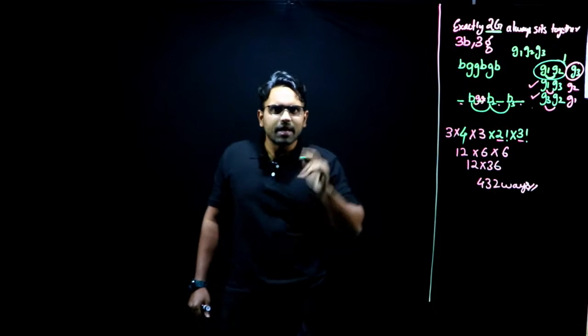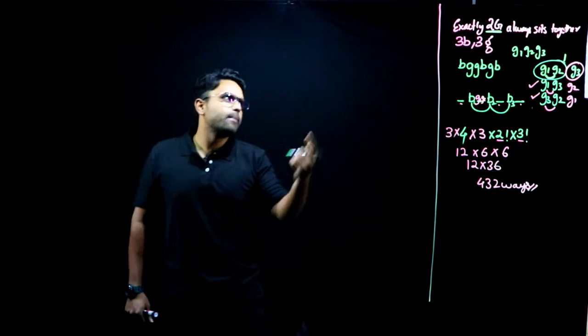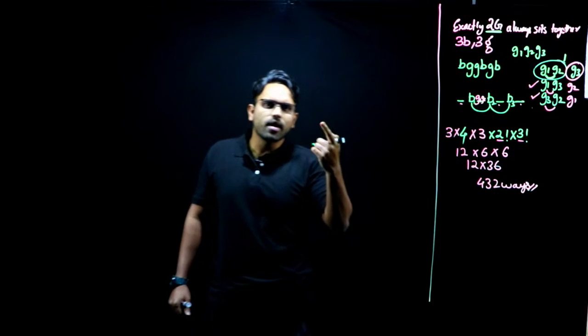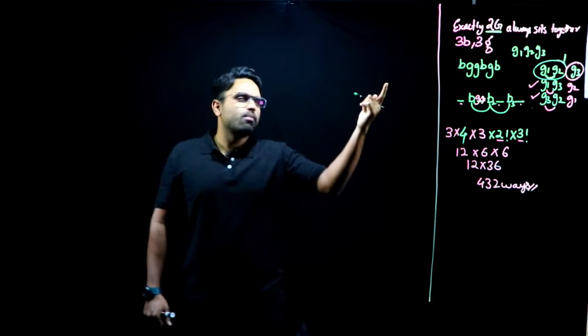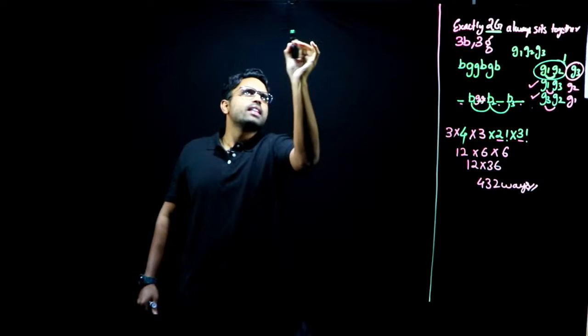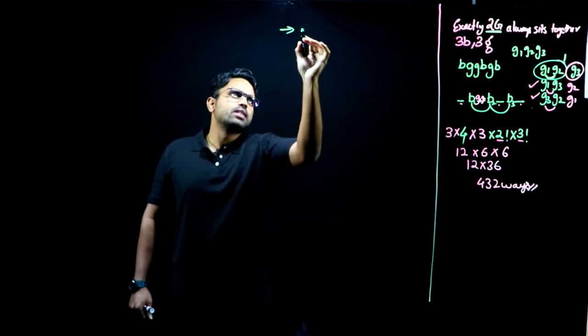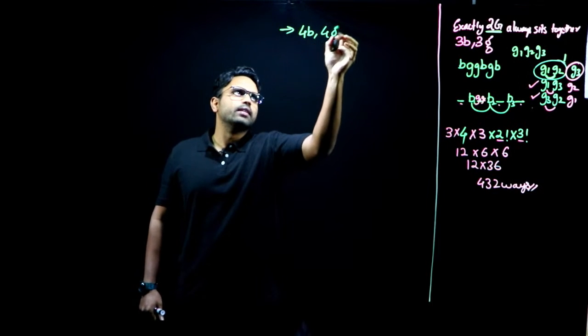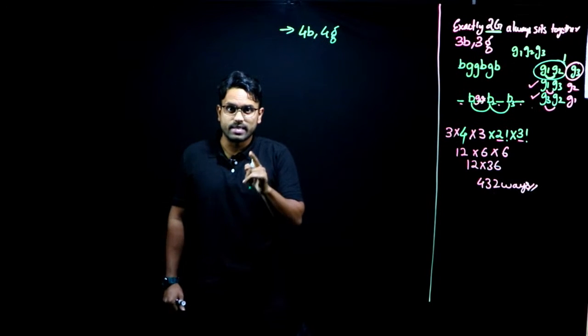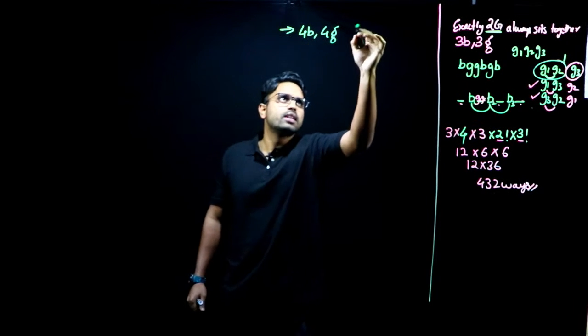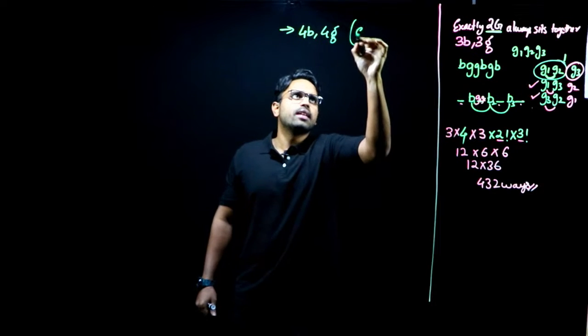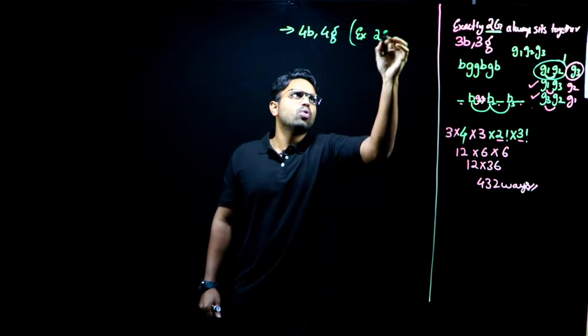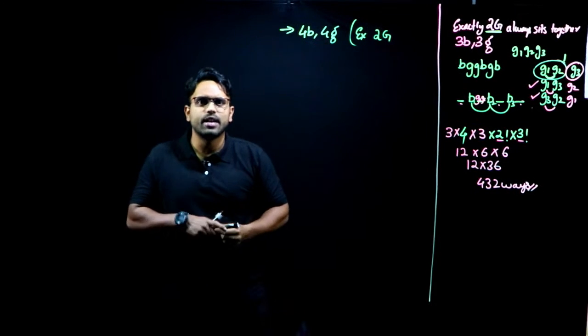Now, I'll make it a little bit more complicated for you. I like making your life a bit more complicated. Let's say, this time the question will be something like this. There are 4 boys and 4 girls. Listen carefully. 4 boys and 4 girls, and the condition remains the same. That is, exactly 2 girls sit together.